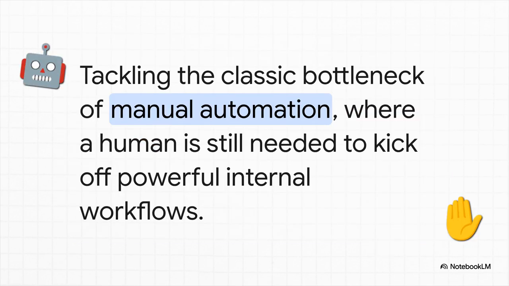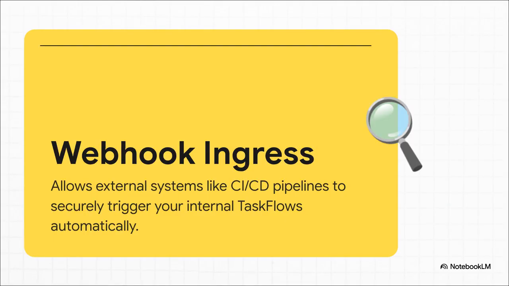All right, for our third and final major feature, we're talking about a classic bottleneck, the problem of manual automation. You know what I mean. You've got these powerful internal workflows all set up, but you still need a person to actually push the button and kick them off when something happens externally. And the solution here is webhook ingress. The easiest way to think about this is like a secure open door for your systems. It lets any external system you approve, your CI/CD pipeline, a monitoring tool, whatever, securely send a signal and automatically trigger one of your internal task flows.